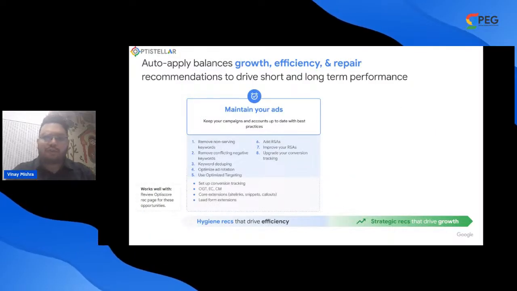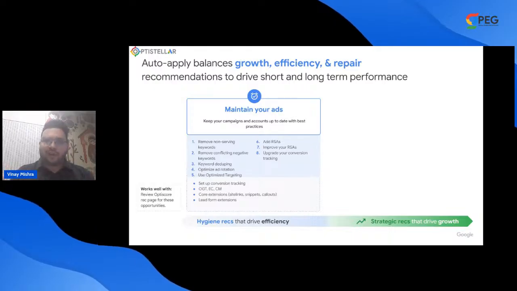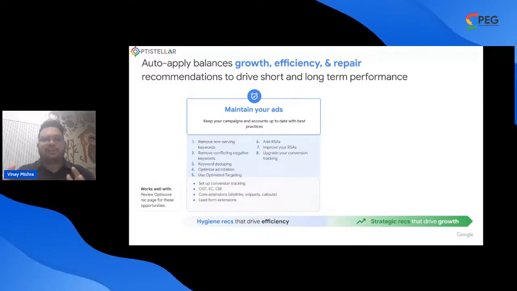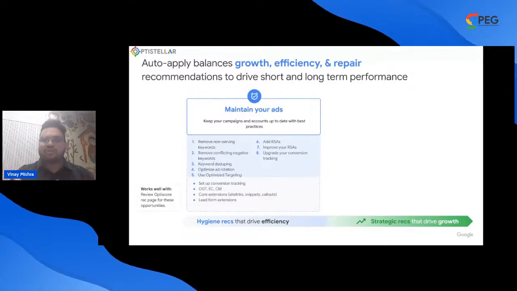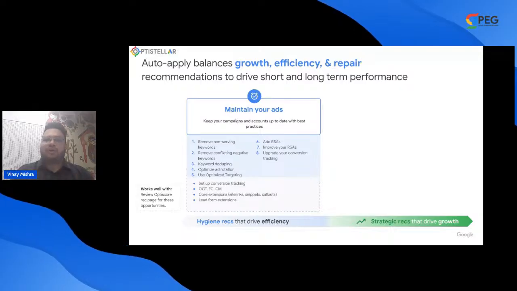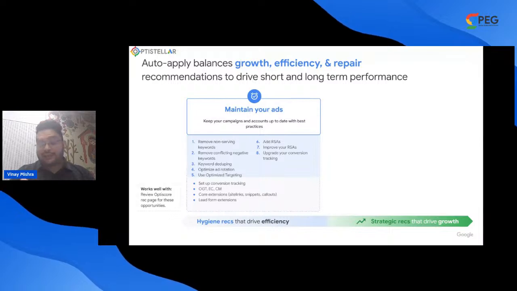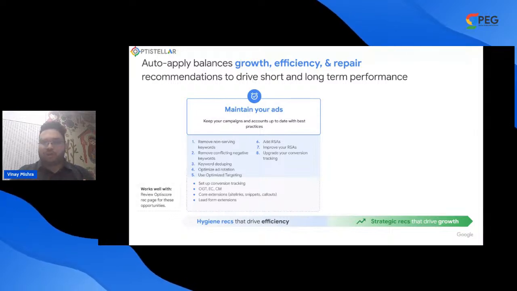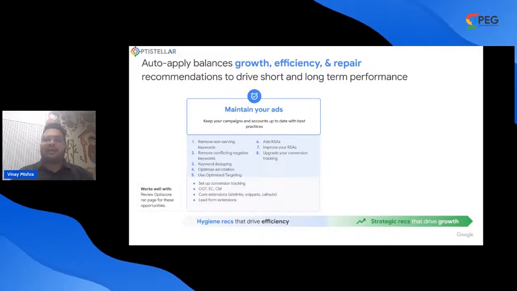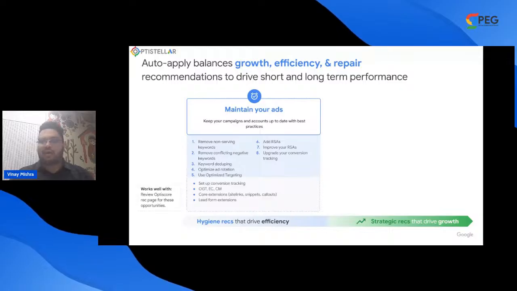Now, here you can find an overview of, as I've mentioned, the broad range of recommendations that the optimization score covers across bids, budgets, ads, extensions, keyword targeting, repairs, and automated campaigns. Optimization score helps improve profitability by driving growth. As I've mentioned, it is focused on growth, and it is also focused on efficiency, and with ongoing maintenance, with the ongoing trends in the market.